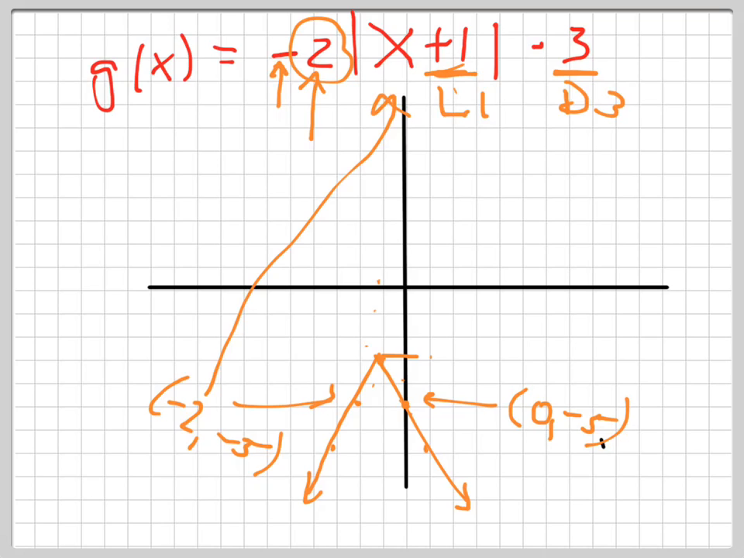When I plug in negative 2, what's negative 2 plus 1? Negative 1. What's the absolute value of negative 1? Positive 1. What's 1 times negative 2? Negative 2. Negative 2 minus 3? Negative 5. It's also good to do that for the sake of practicing mental math. Now I'm testing the other one. Plug in 0. 0 plus 1 is 1. Absolute value of 1 is 1. Times negative 2, and then minus 3 is negative 5. That works. Always test your points.